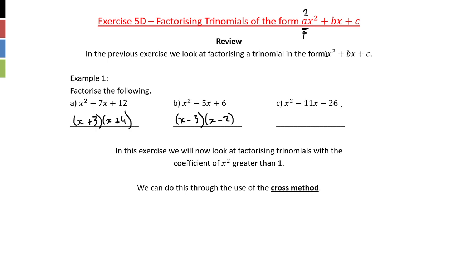Okay, 26, so this might be 13 and 2, and we've got negative 11x, so we'll go x minus 13, x plus 2. So negative 13 times 2 gives us our 26. Negative 13 plus 2 gives us our negative 11, so that works perfect for the inspection method.